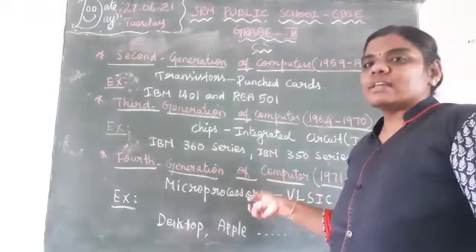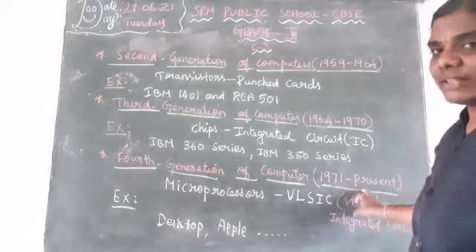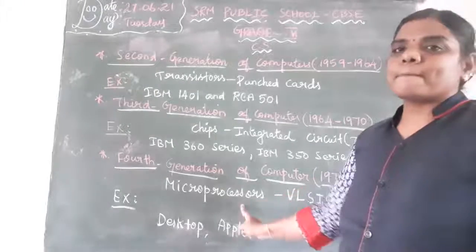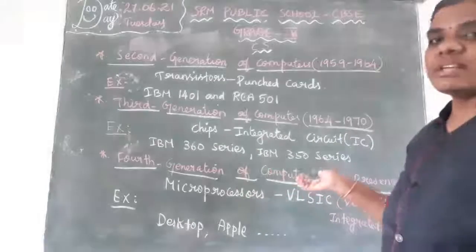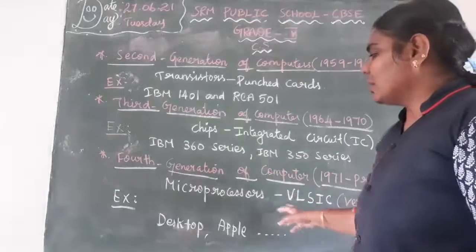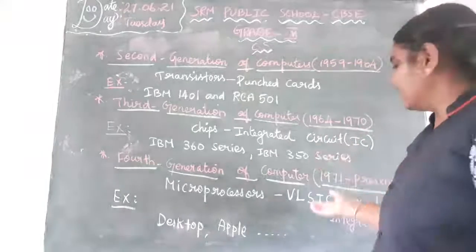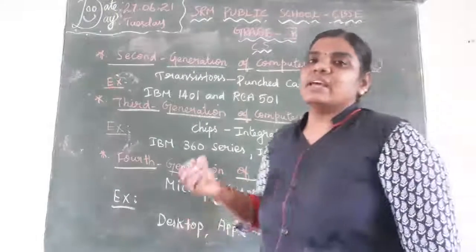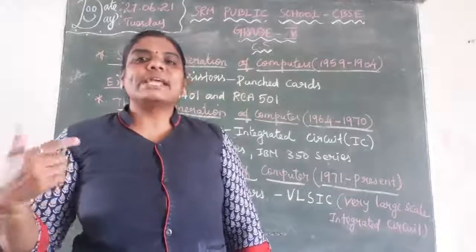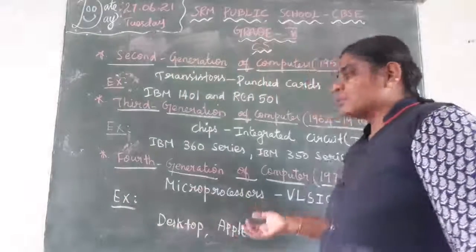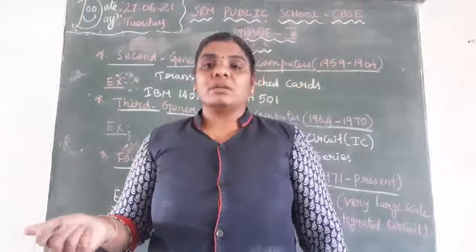Then fourth generation of computers, in the years 1971 to present. What is the device name? Microprocessors. Nowadays we are using fourth generation computers only. The microprocessor came from the development of IC, which we call VLSIC. The full form of VLSIC is very large scale integrated circuit. So what are the examples for fourth generation computers? Desktop, Apple computer.